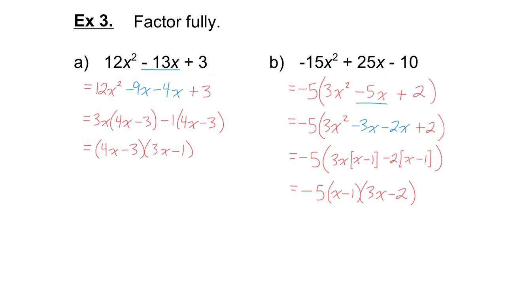So here we are. In the first one, there is no greatest common factor, so I just start factoring it as a complex trinomial, and I get this. The second one, I do have a greatest common factor of minus 5, which leaves me with 3x squared minus 5x plus 2. Then I decompose the middle term and factor by grouping, and I end up with this as my fully factored form. So if you got something different and you're not sure where the problem is, then you should pause the video and let me know before you keep going.